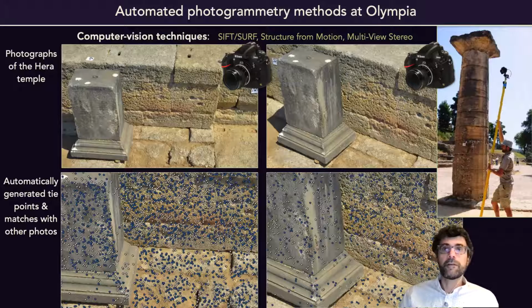For example, here is a pair of photographs of the same part of the building, and below are the same images with the dots in gray and blue showing the thousands of matches that the photogrammetry software discovered on its own after a few minutes of processing.